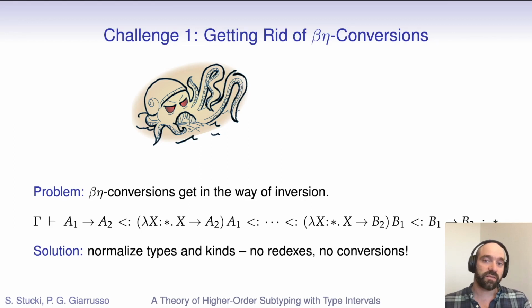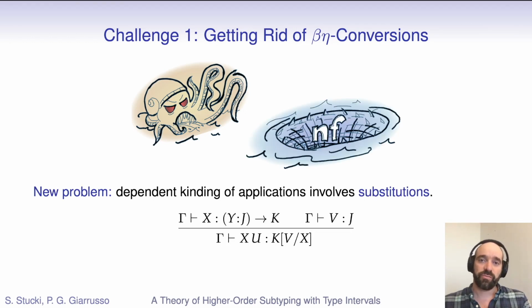We tame this monster by getting rid of redexes. We introduce a new canonical representation of subtyping where all type expressions are in normal form, and so there are no redexes and no reductions. But this introduces a new challenge, because the canonical subtyping judgment requires that everything is in normal form, including kinds. And because we're in a dependently kinded system, kinding involves substitutions, and substitutions don't preserve normal forms.